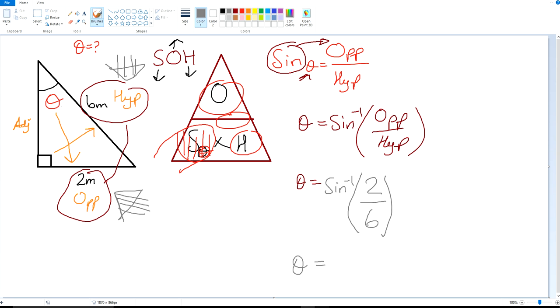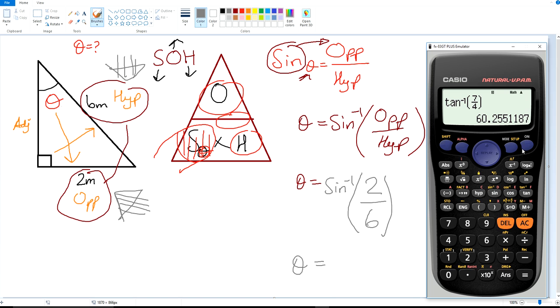Okay, so for this part, we need to get our trusty calculator. And we type in sine. It gives us a free bracket. We press the fraction button. We type in the first number 2, second number is 6. Here we could cancel it down to 1/3.